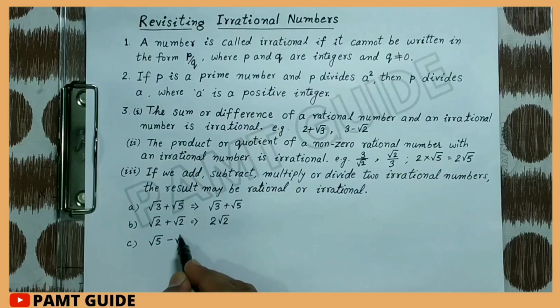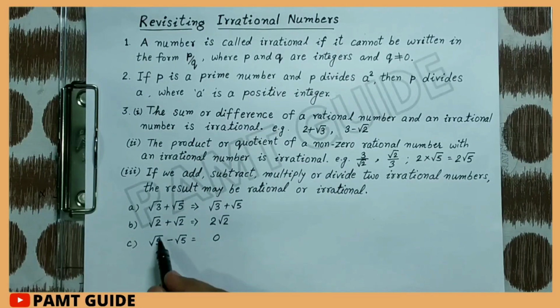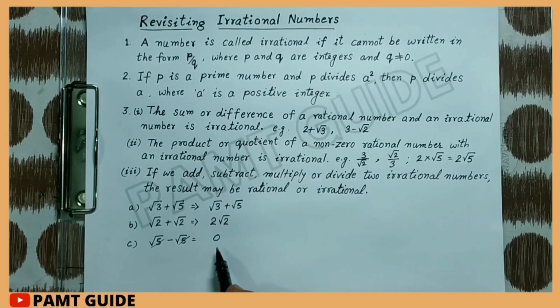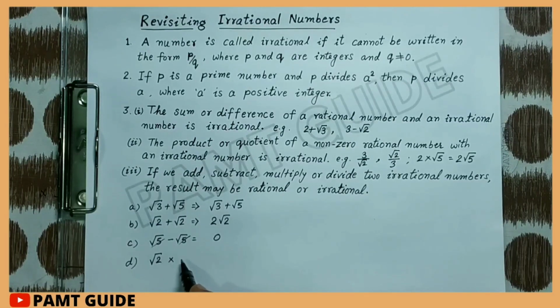Root 5 minus root 5 equals 0, because root 5 cancels with minus root 5, so the result is 0, and 0 is a rational number. D: root 2 multiplied by root 3. The power of both is the same, so the numbers will multiply. 2 times 3 is 6, root 6.